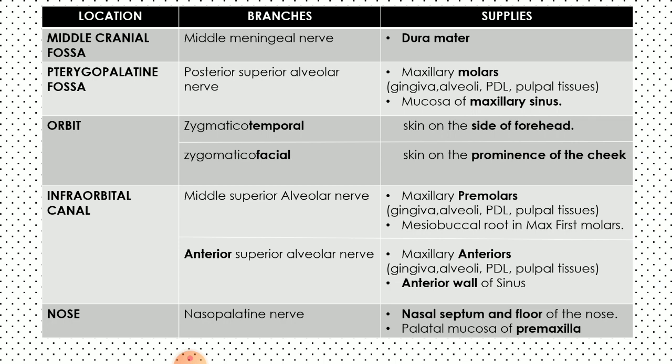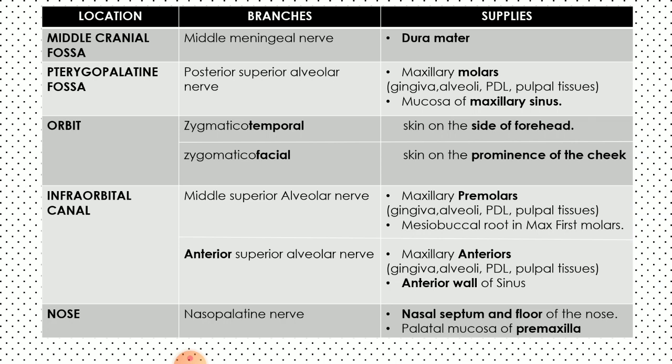In the orbit we have the zygomatico-temporal and zygomatico-facial nerve. Then as the name suggests, the zygomatico-temporal supplies the skin on the side of the forehead, that is the temporal region, whereas the zygomatico-facial supplies the skin on the prominence of the cheek.